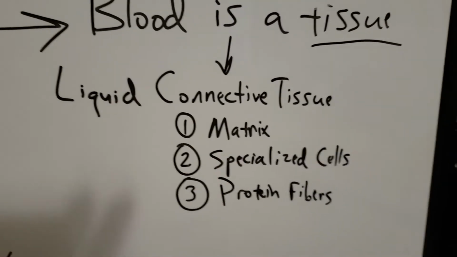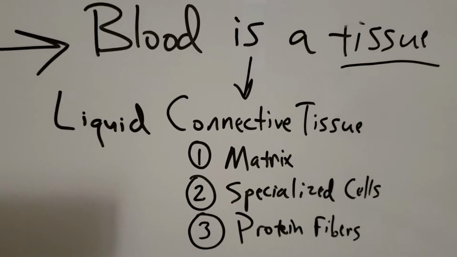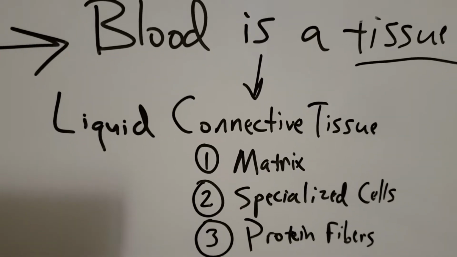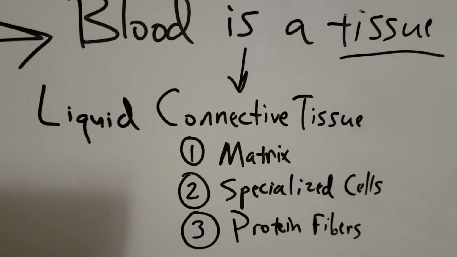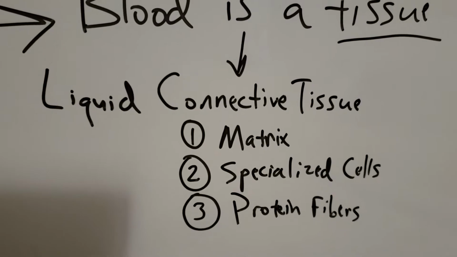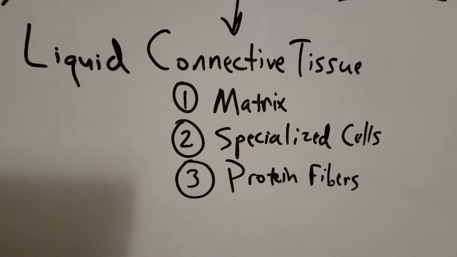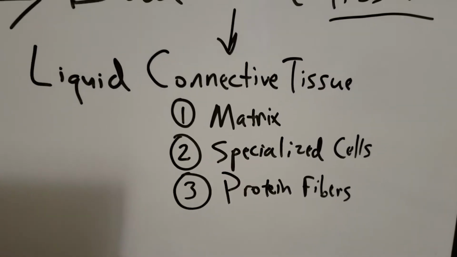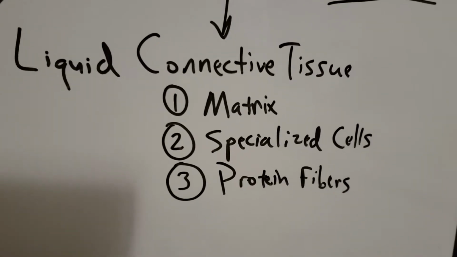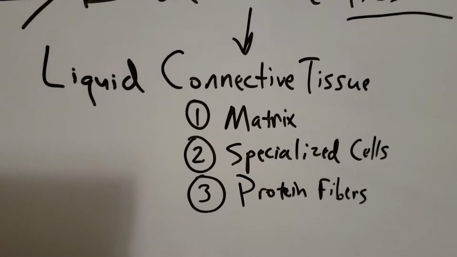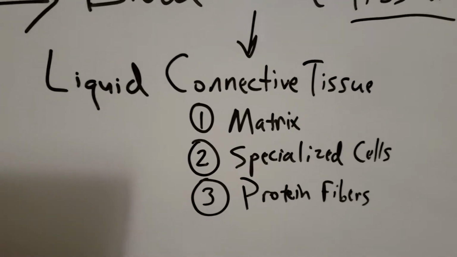Now, I don't know if your instructor told you this, but with a connective tissue, there are three things that make a connective tissue a connective tissue. Number one, it has a matrix. Number two, it has specialized cells. Number three, it has protein fibers. If those three things exist, then it is considered a connective tissue.